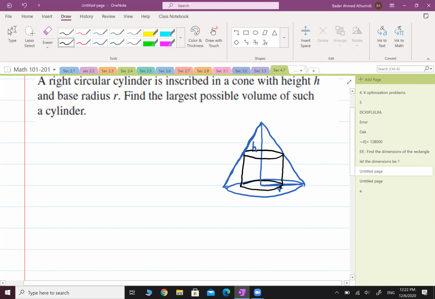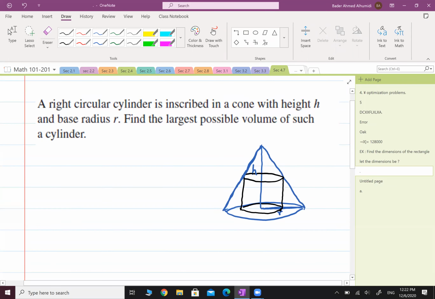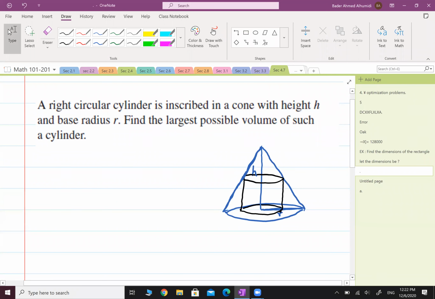The question is the following here. This is the cylinder. What will be the dimensions of this cylinder so that it has maximum volume? Let me read it again. A right circular cylinder is inscribed in a cone with height equal to h and base radius equal to r. Find the largest possible volume.